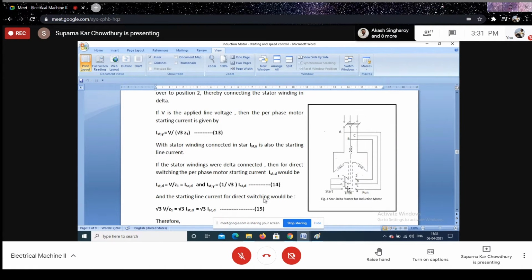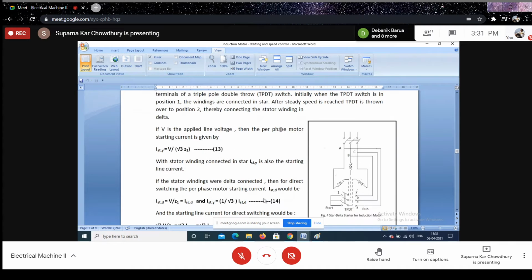Once the motor has started, this will open and connect on this side. If it is connected on this side, then the windings will be connected in delta. So in normal running condition, the motor will operate in delta connection. Now, what is the advantage?